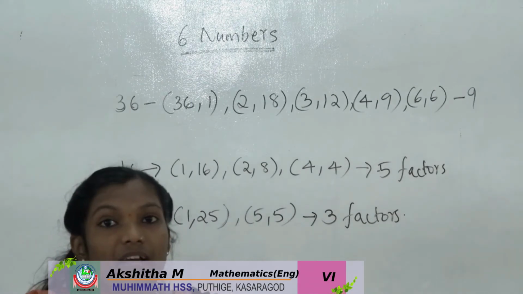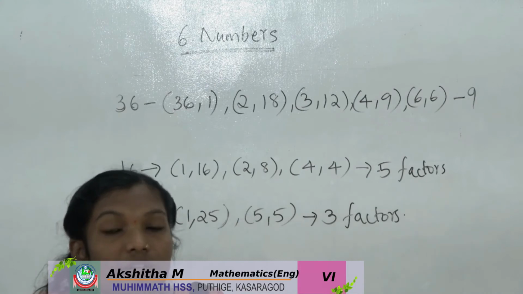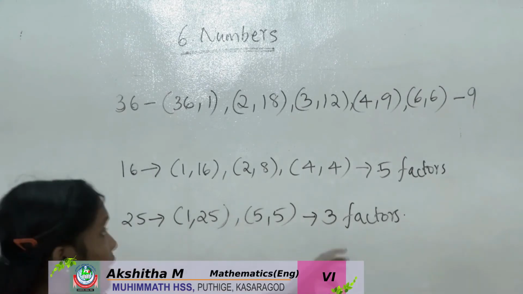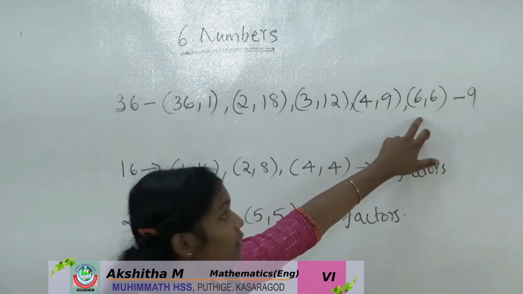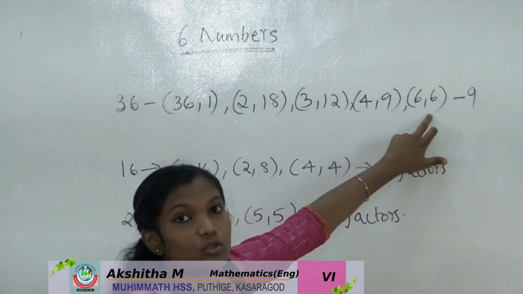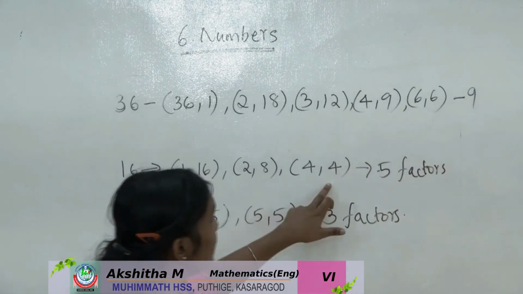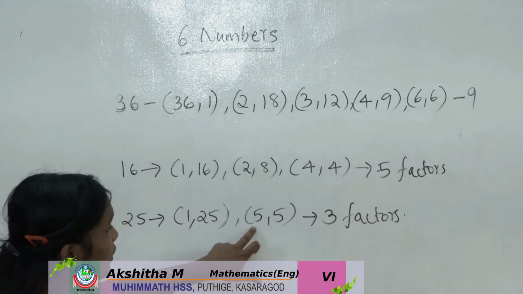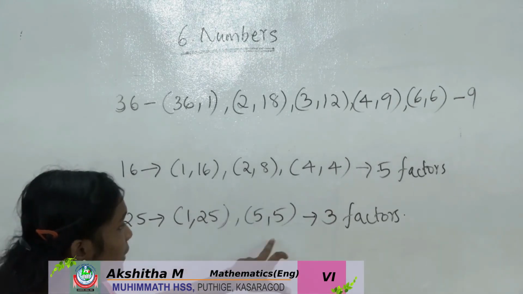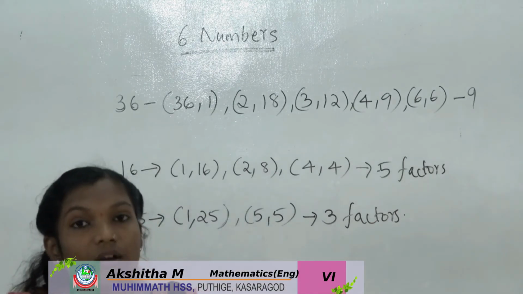Can you say why the total number of factors is an odd number here? You can see this number is multiplied by the same number, 6 into 6. Here also, 4 is multiplied by the same number. Look at the next one also. This number is also multiplied by the same number. So the total number of factors is an odd number here.